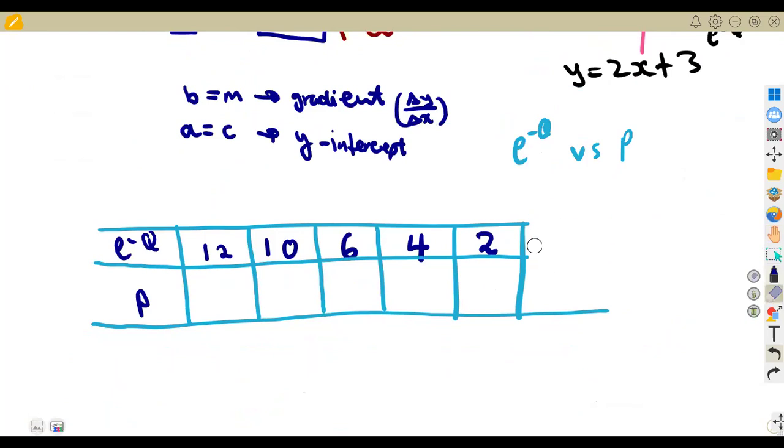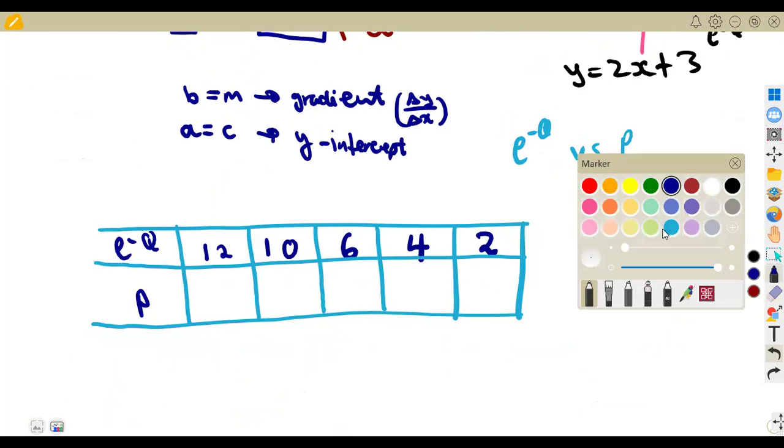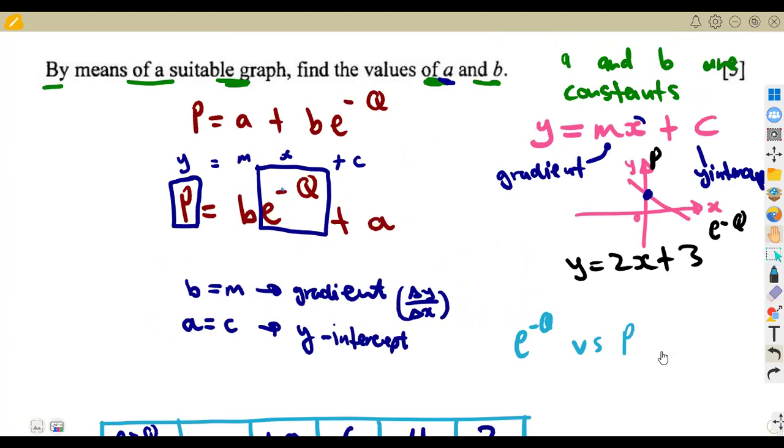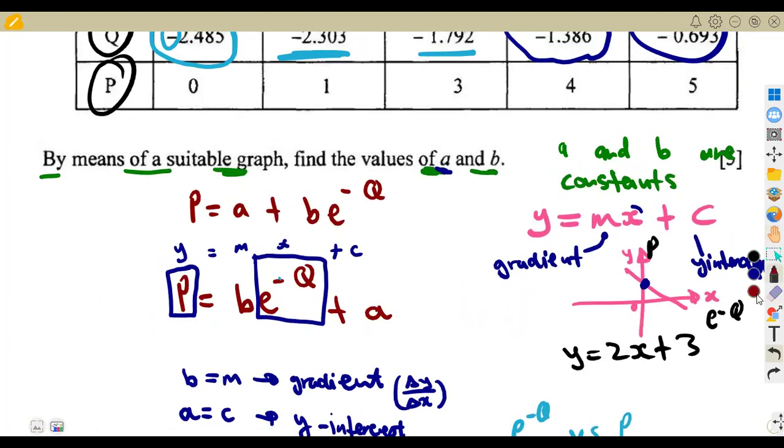Now, as you can see, our table has changed because of what we have on our graph. What we have on the graph is the one that is determining now. That is the idea of the question. So like I said, on the graph, we are supposed to have the graph of what? E to the exponent of minus Q for the x-axis. Then in the y-axis, it's P.